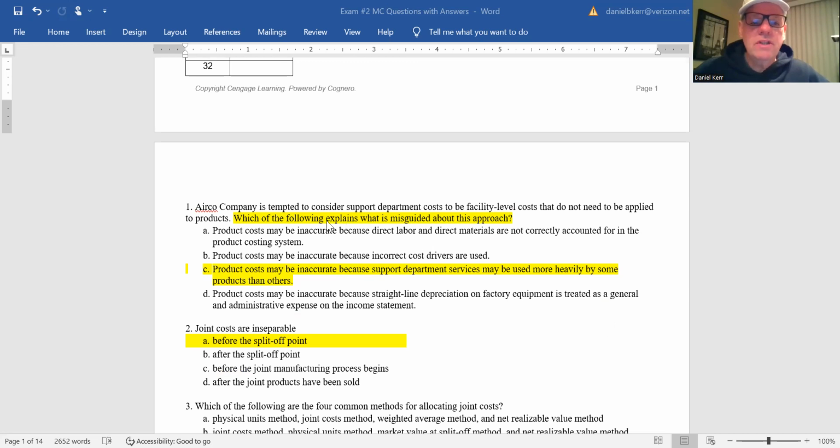What's highlighted here for number 1, which of the following explains why this approach is misguided? What the company has decided to do is to consider support department costs to be facility level costs that don't need to be applied to products. Well, what's wrong with that? The product cost may be inaccurate because support department costs may be used more heavily by some departments or some products than others. So if the support departments are used more heavily by certain products than others, then the costs should be allocated.